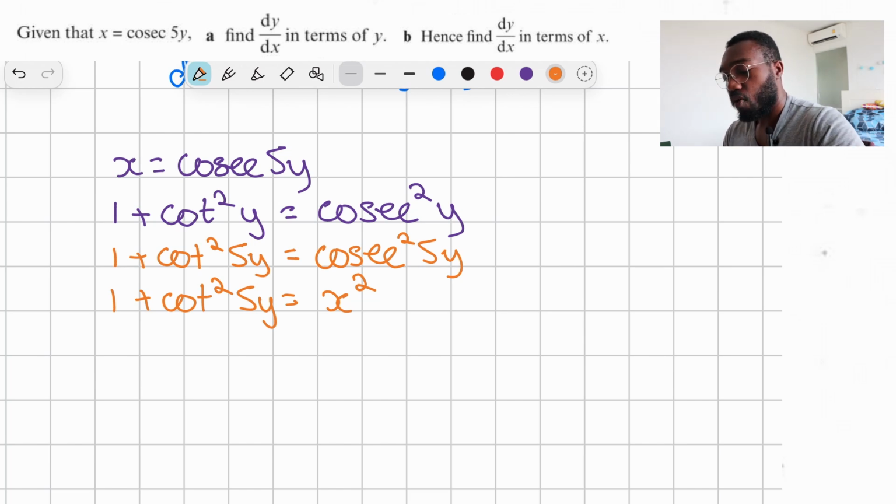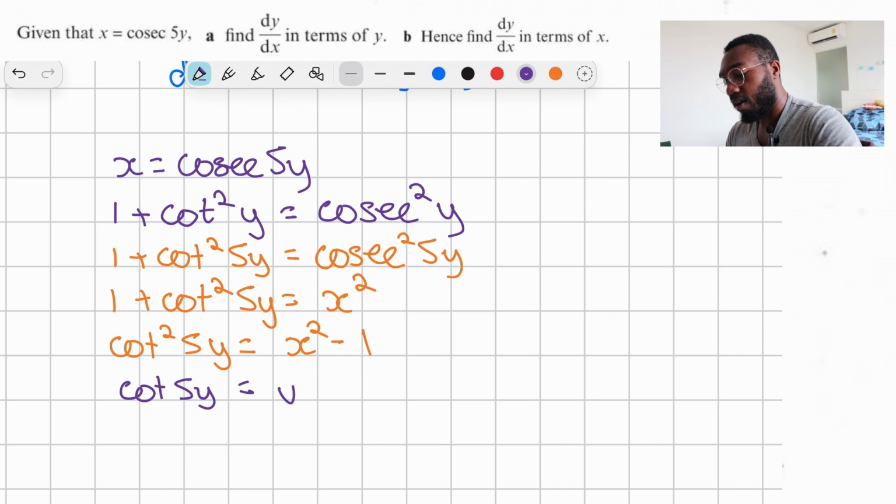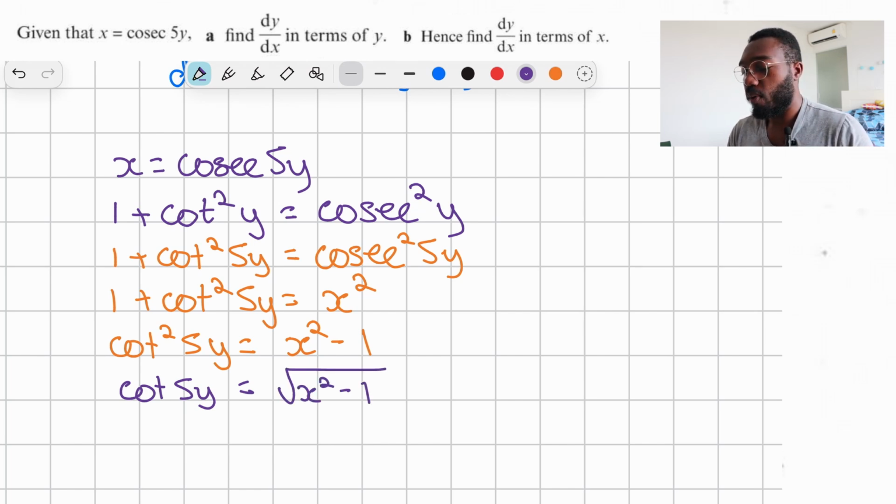And if we know that, we can just rearrange now. So we have cot squared 5y is equal to x squared minus 1. And then if we square root both sides, we end up with cot 5y is equal to the square root of x squared minus 1. And now we can just put all of that into our equation.